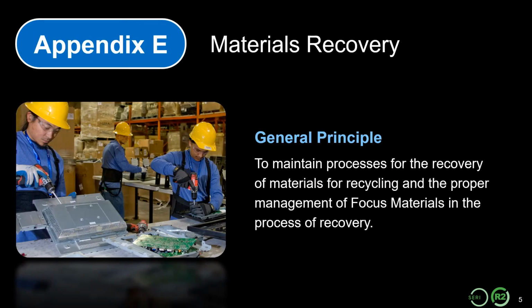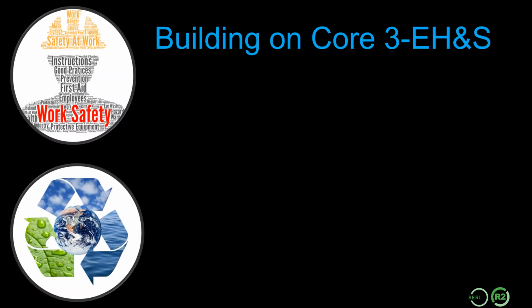The general principle for Appendix E is to maintain processes for the recovery of materials for recycling and the proper management of focus materials in the process of recovery. Let's take a look at the additional process controls required for materials recovery operations. Appendix E begins with a number of requirements related to the protection of workers and the environment. This section builds upon the EHS requirements defined in Core Requirement 3, with enhanced requirements for hazard identification and assessment to address the higher risk of materials recovery operations.